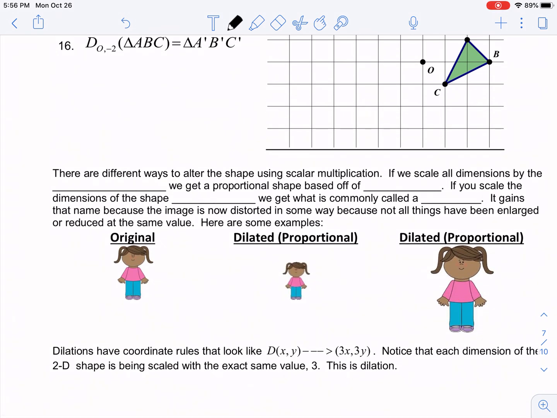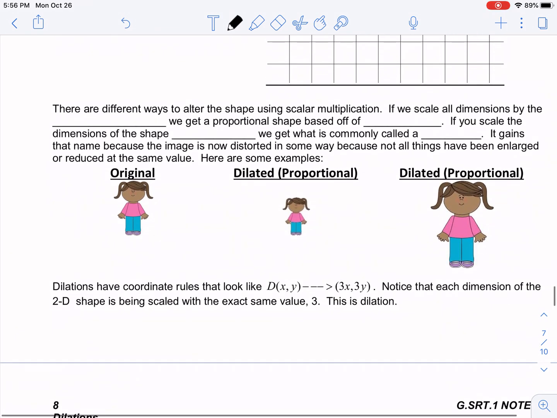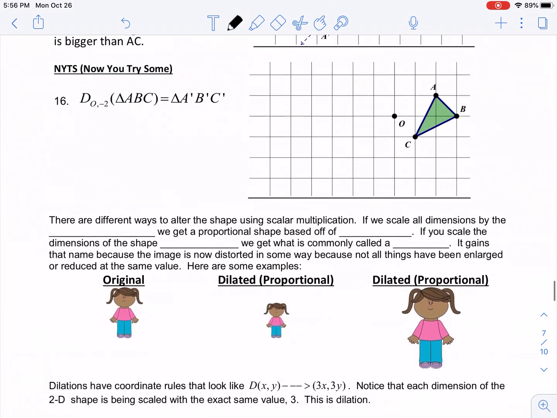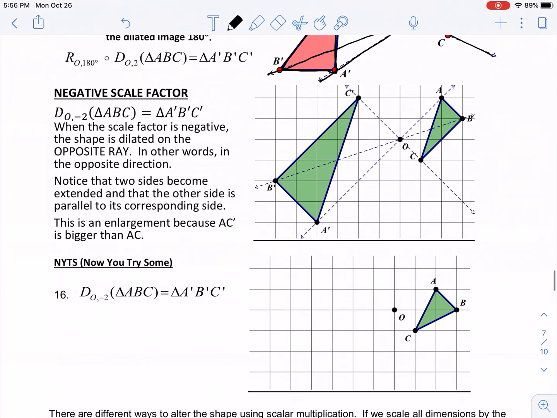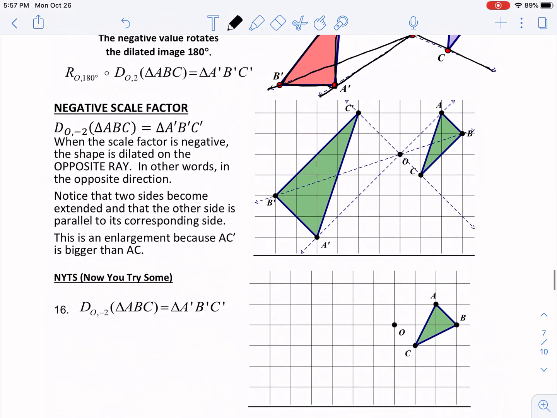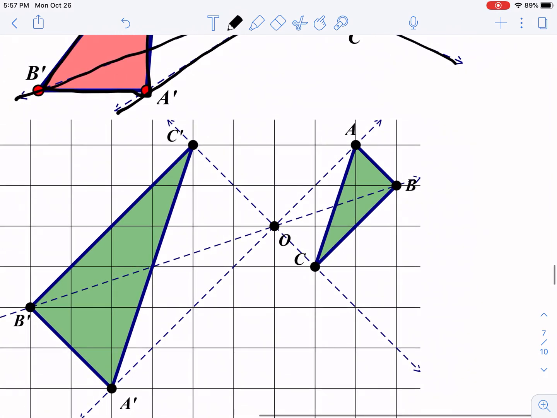Now, the last couple of things we want to look at here. Let's just look at an example of scaling by a negative up here, and then we'll look at some of the coordinate rules, okay? So let's take this example over here. Same idea. We want to be able to connect everything.